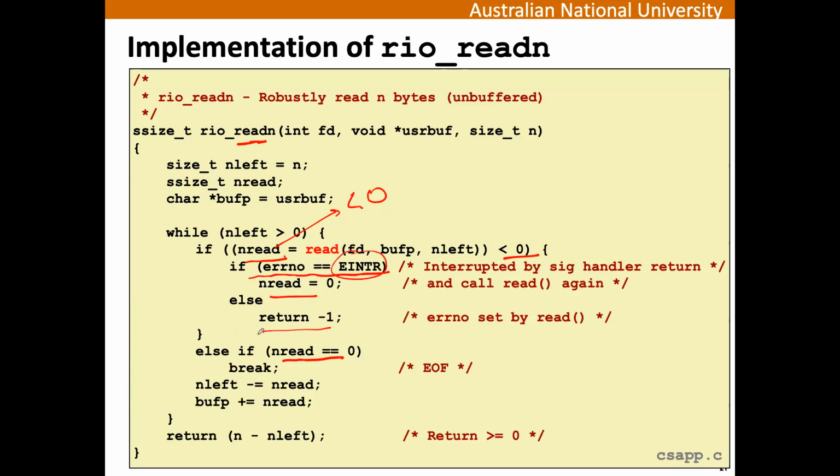If it's an interruption, you go back and re-execute, redo the system call. Otherwise, it's an end of file. And then you manipulate the buffer pointers and how many bytes are left to be read in the remaining code.